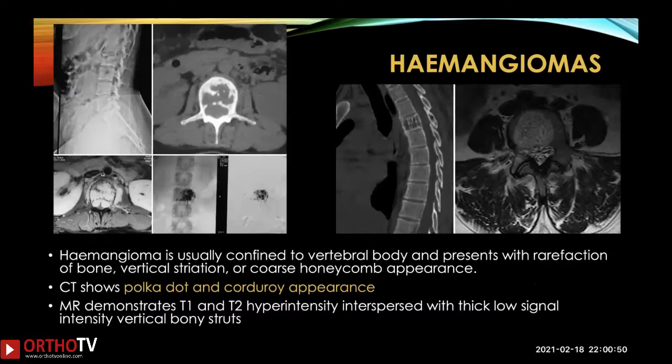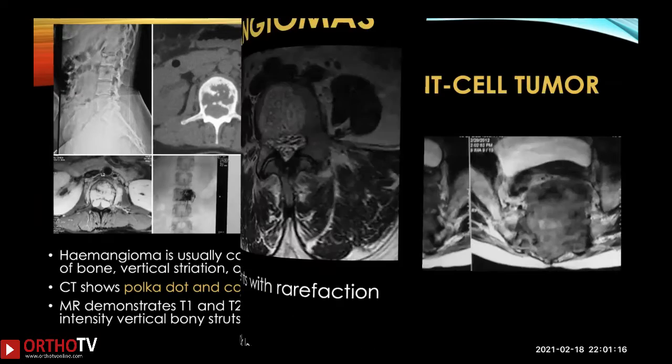Hemangiomas may be benign, which is the most common, but they can also be aggressive, which are very vascular. On a CT scan, you will see a polka-dot appearance. An MRI demonstrates T1 and T2 hyperintensity, interspersed with thick low signal intensity vertical bone struts. You can see one image of a CT scan, an X-ray, an MRI, as well as a DSA. What a DSA shows is that it's a very vascular tumor.